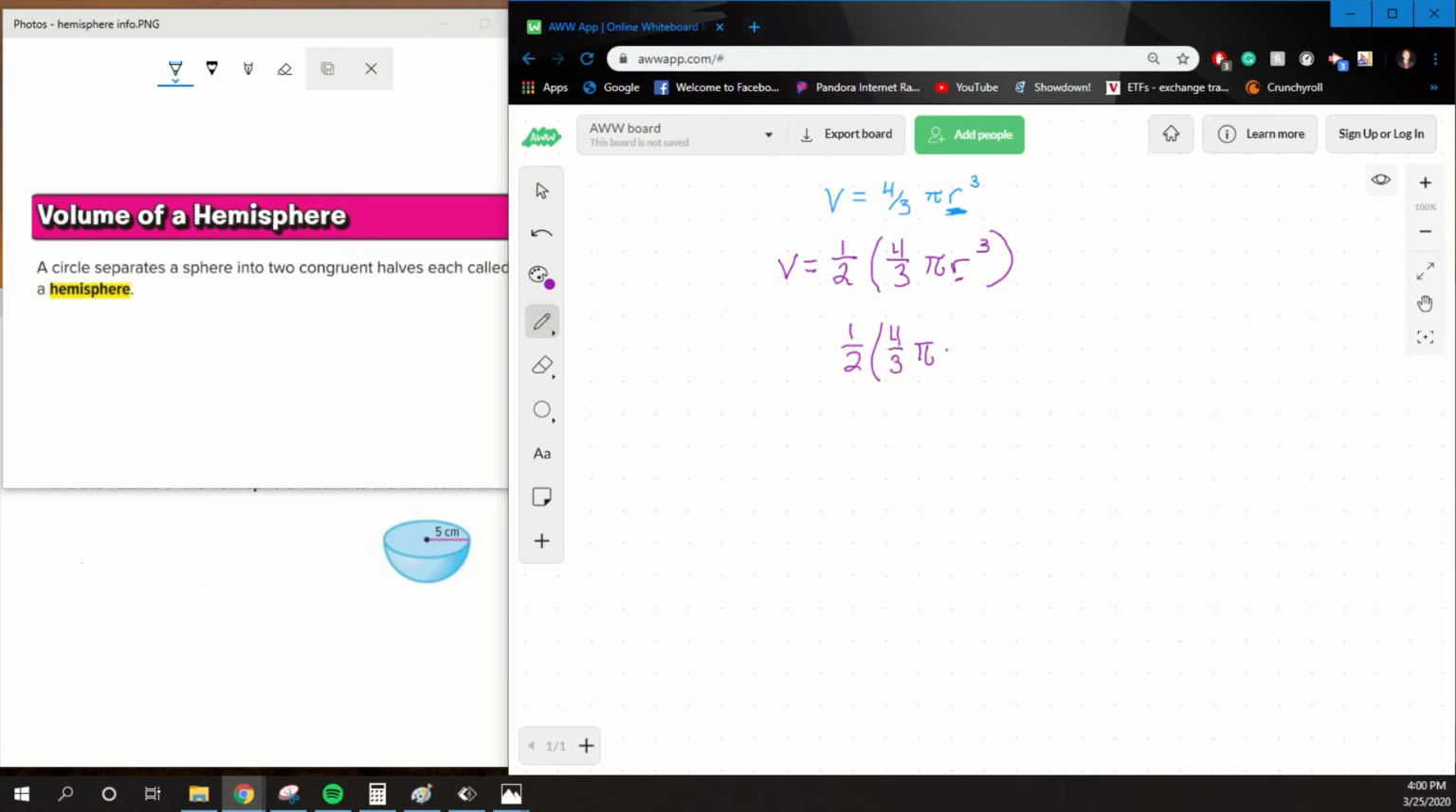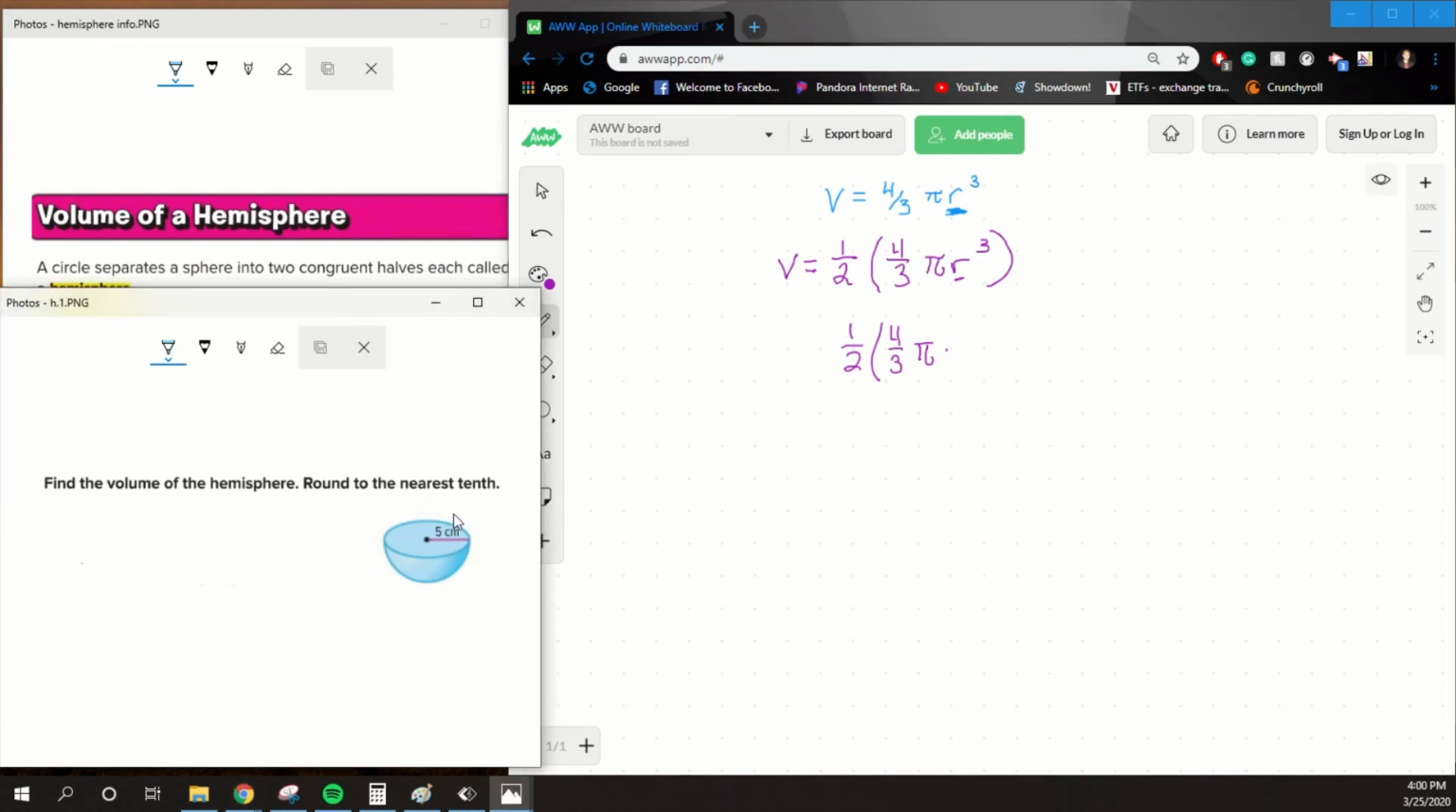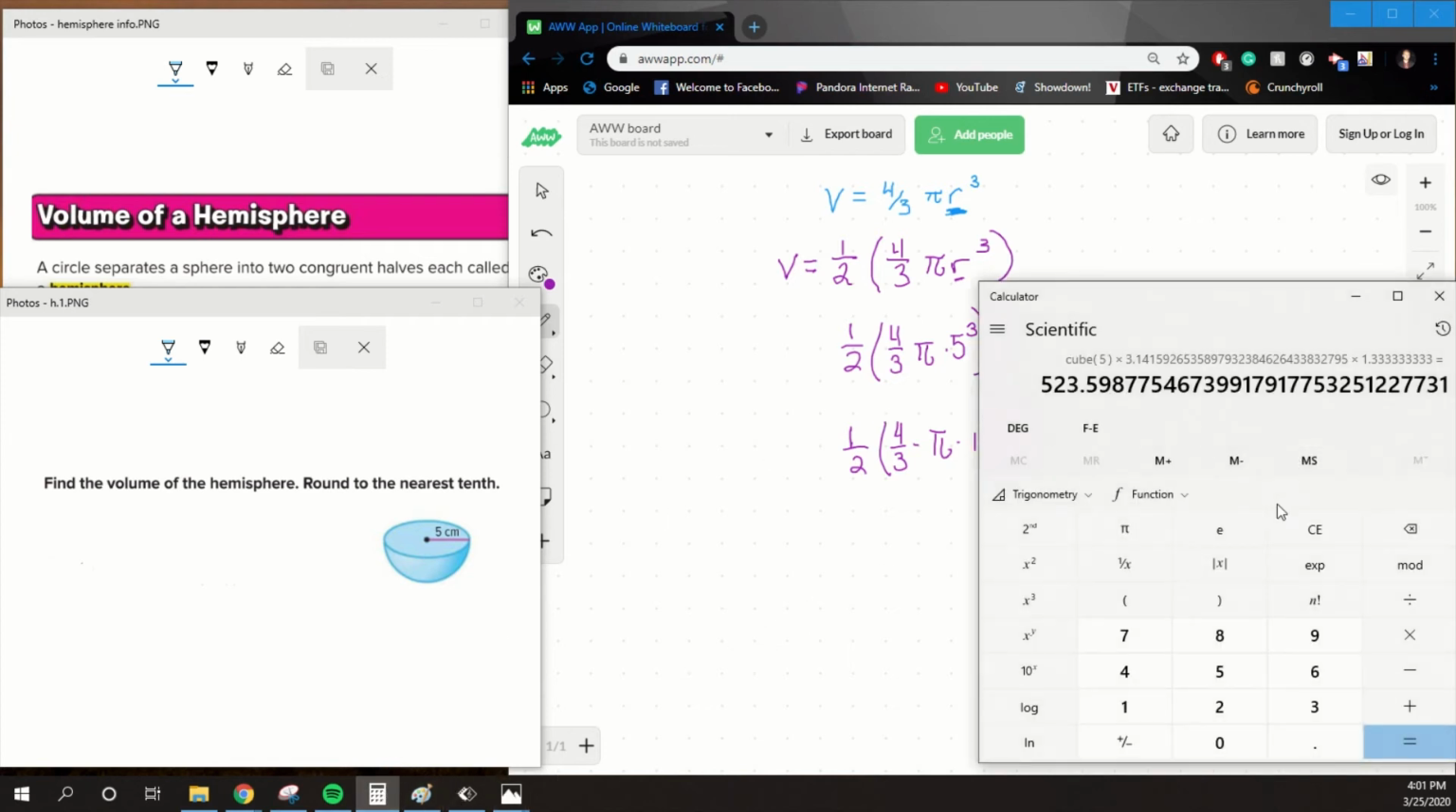Now for r, it's given me 5 centimeters. So I'm going to plug in 5 cubed. So then I'll have 1/2 times 4/3 times pi times 5 cubed. 5 cubed is 125. And you'll plug all that in. So let's plug all that in. So we have 125.